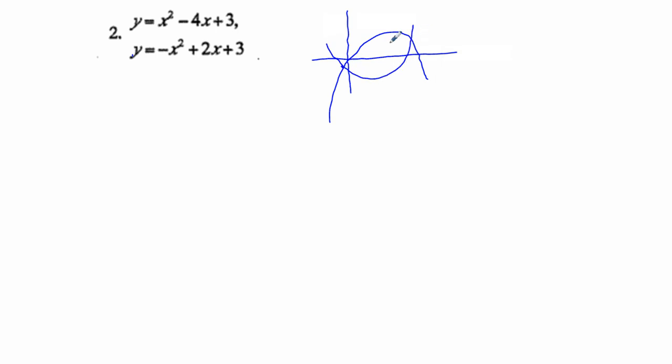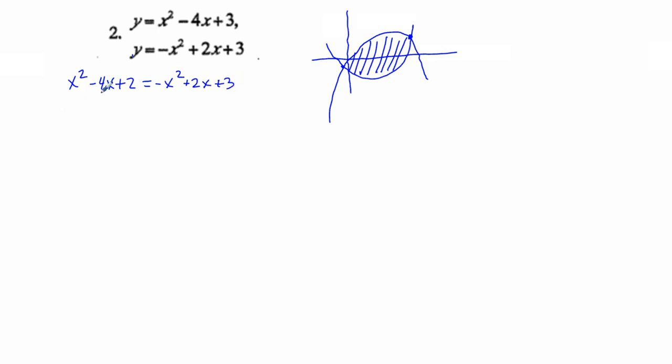And so we're going to find the limits of integration and take this area here and find this area by subtracting and so forth. So first of all, let's find the limits of integration by setting these two equations equal to each other. So to do that, I'm going to say x squared minus 4x plus 2 is equal to negative x squared plus 2x plus 3.